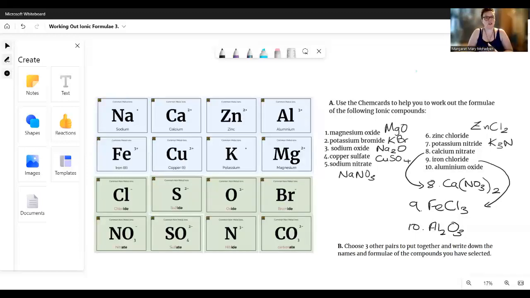What I suggest you do now is have a go at section B. Pick another 3 pairs of blue and green metal and non-metal ions, put them together, work out their formula, write down their name, just to check that you understand all the different bits about it, and then get your teacher to check it.